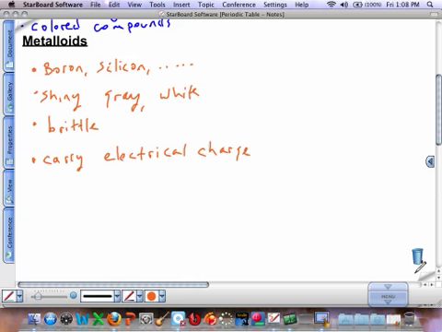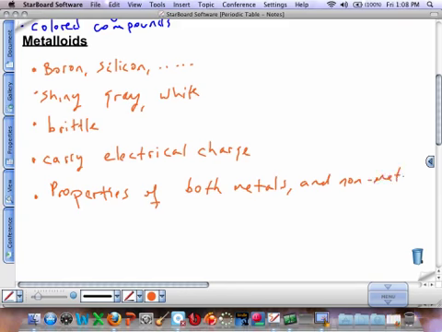Any others that you guys want to share from metalloids? I do want to mention here that they actually have both properties. They have properties of both metals and non-metals. Well, it says somewhat of a cross between. Guys, quiet down, please. All right, so that's kind of the key one right here, is that your metalloids have properties of both metals and non-metals. Perfect bridge.